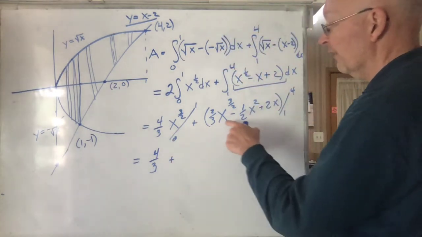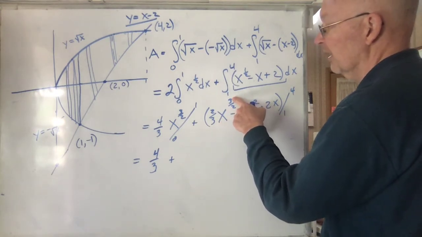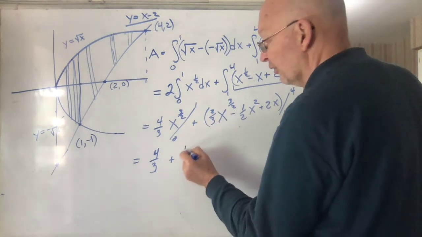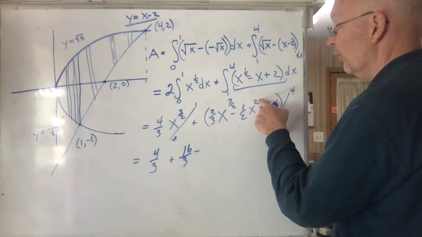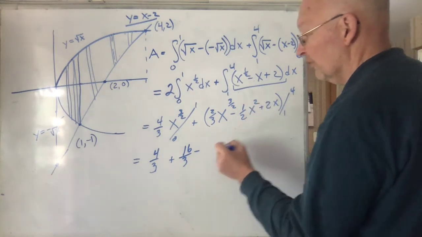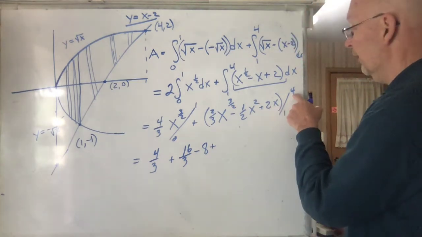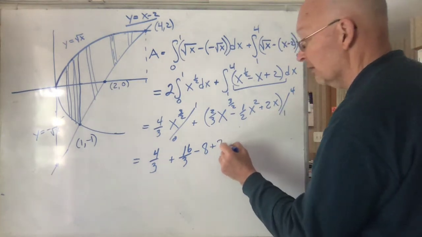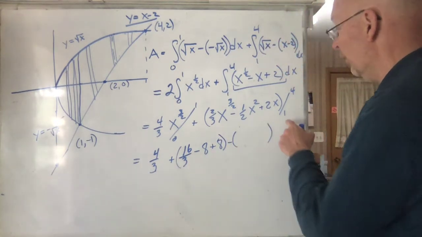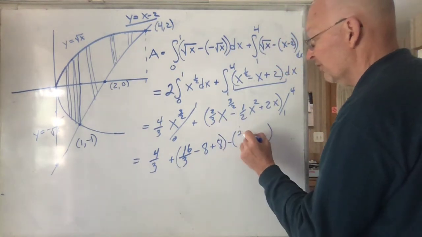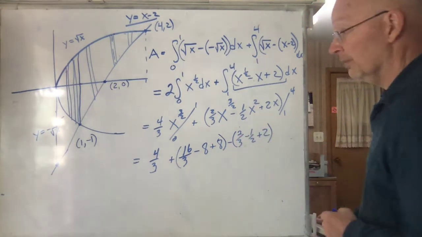What happens when I stick in a 4 here? Square root of 4 is 2. 2 cubed is 8. 8 times 2 is 16/3. So you're going to get 16/3. Put in a 4 here. 4 squared is 16. 16 over 2 is going to be minus 8. Plus, put in a 4 here rather. You're going to get plus 8. Minus what happens when you stick in a 1. Here you're going to get 2/3 minus 1/2 plus 2.